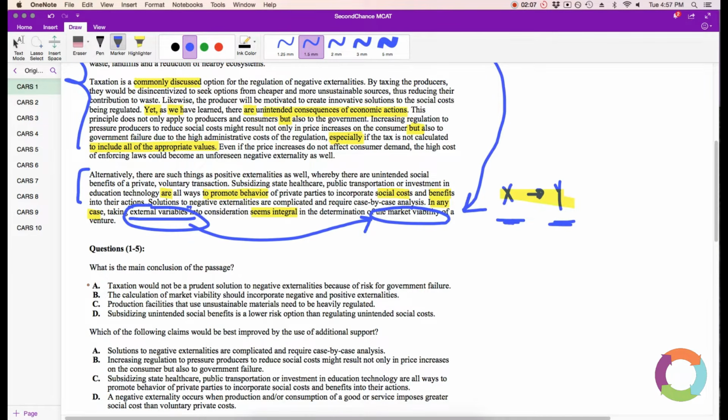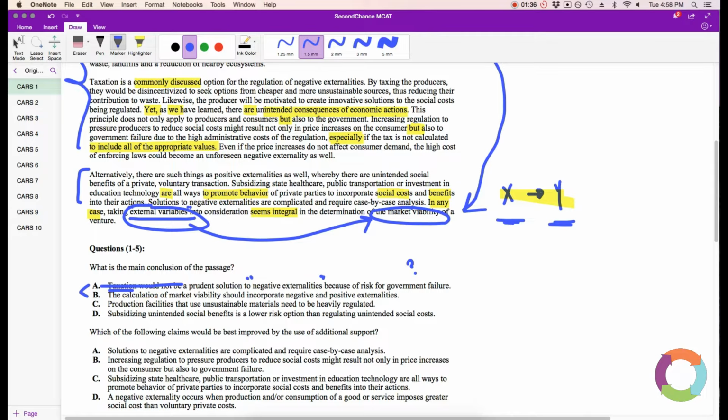So let's look at A versus B. Taxation would not be a prudent solution to negative externalities because of a risk for government failure. That's not really talking about taking into consideration the external variables, because, I mean, kind of it does, but the main conclusion is not really about taxation as a solution. So this is okay, but the taxation part is not really necessarily that okay. I'm going to try and hurry up here and reduce how much I'm explaining, but I'm going to go ahead and say that A is weak.